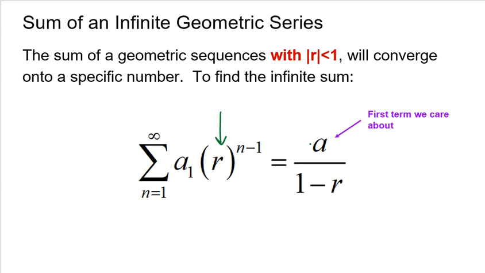It's actually easier. It's unbelievably easy. All you do is take the first term you care about. It's typically the first term, but remember, not always. It's whatever term they tell you to start with. So the first term you care about goes on top, and you divide by 1 minus your ratio. That's it. That's the formula.